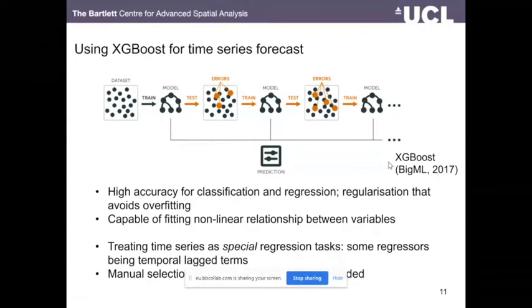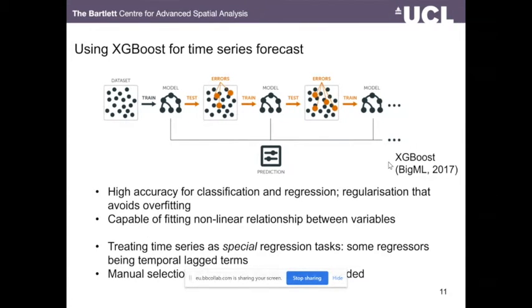XGBoost model is a sequence of trees. It has high accuracy for regression questions and is also able to avoid overfitting. And it is able to fit non-linear relationships between the variables. So if we think of the time series as a special regression problem, we can use XGBoost for these questions.